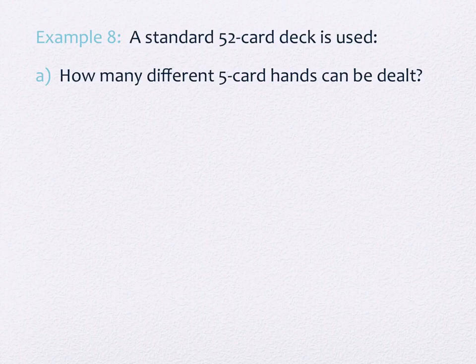In a standard deck of cards, half the cards are black and half are red. So half of 52 is 26. There's 26 blacks, 26 reds. There are 4 suits of cards: hearts and diamonds, those are red, and then there's clubs and spades, and those are black.